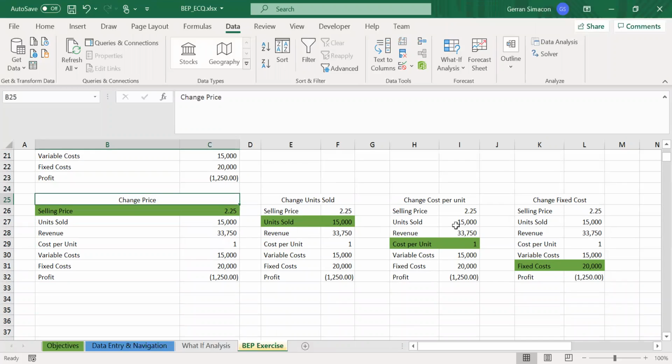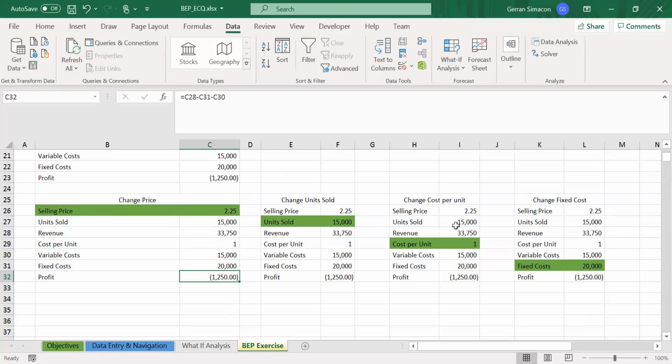Now, we will use the What-If Analysis Goal Seek function by checking how much our selling price should be, class. This one is our selling price. How much should we sell at so that our business can break even? So this one should be 0.